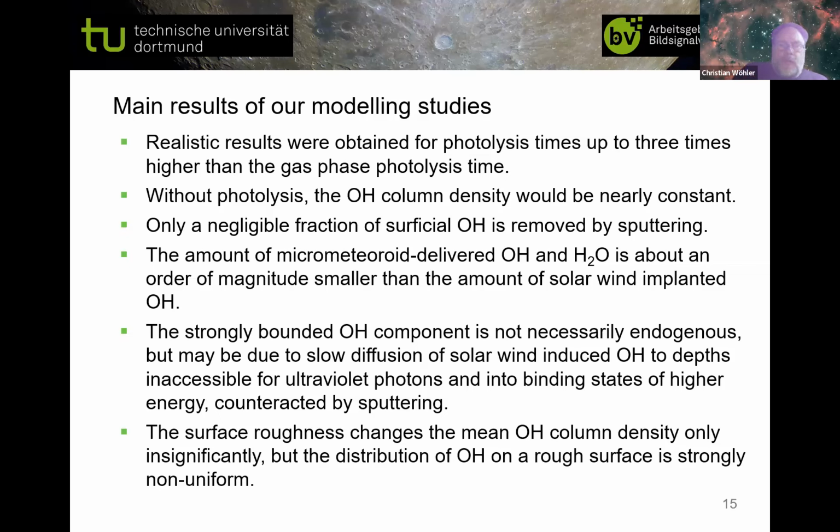The surface roughness changes the mean hydroxyl column density only insignificantly, but the distribution of OH on a rough surface is strongly non-uniform. That's the influence that we could identify for the surface roughness so far, but that's ongoing work. Okay, so that was it from my side.